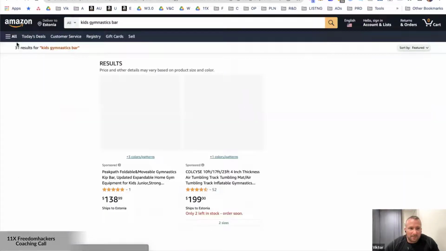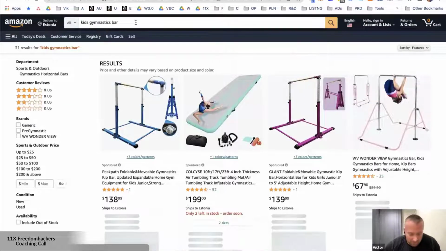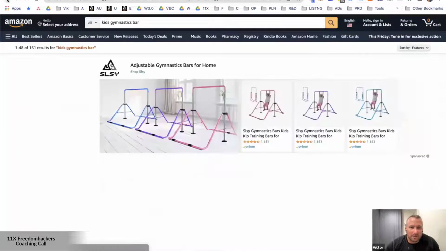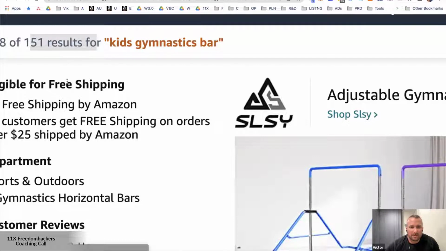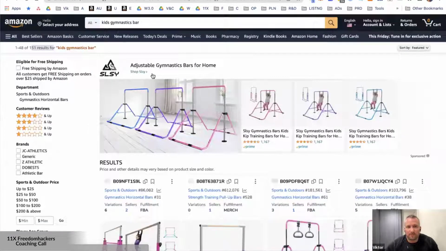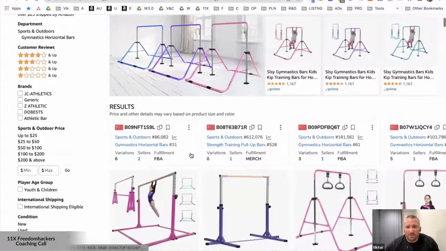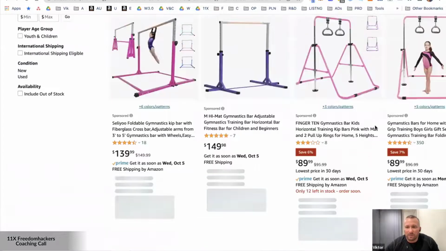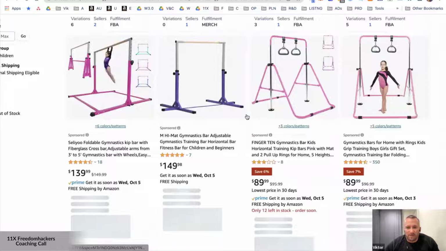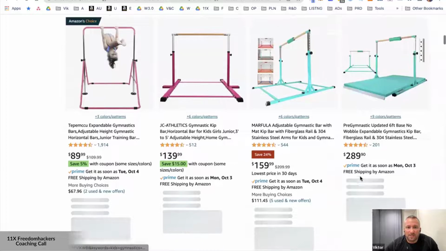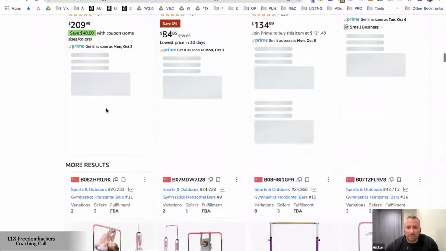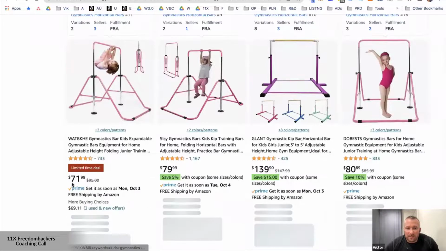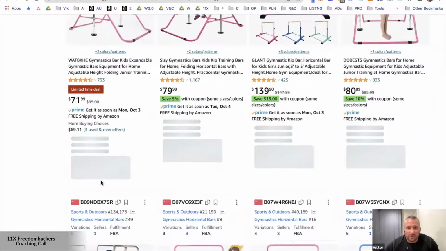It was a previous one actually, with 151 results, right? So only 151 people are selling. And the price range is really good for me. I see a low amount of reviews, products with not a crazy amount of reviews on the first page, 51 reviews here, for example. I see prices starting at 71 bucks, really good.